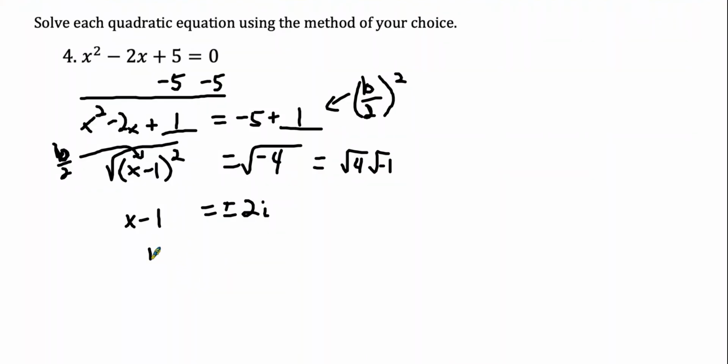My final step to get x by itself would be to add the 1 over to the other side. So I get x by itself. And now over here, the 1 and the 2i are not like terms. I cannot combine them. So my final answer will just be 1 plus or minus 2i. Don't forget that plus or minus has to stay with this value. So I can just write my final answer like this.